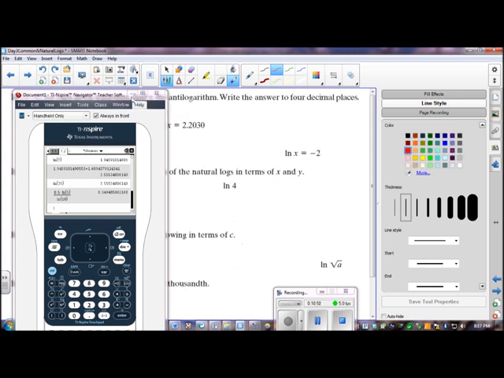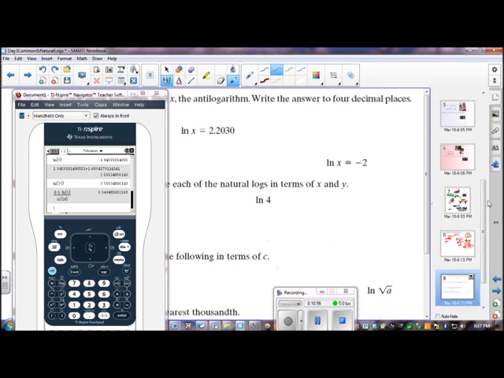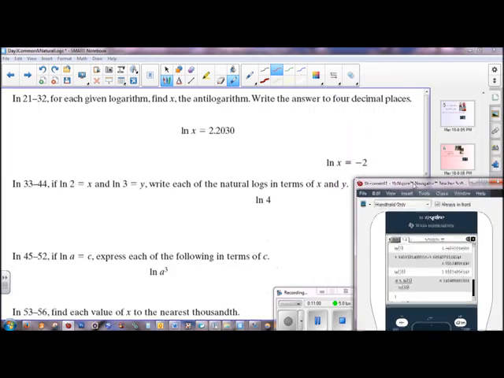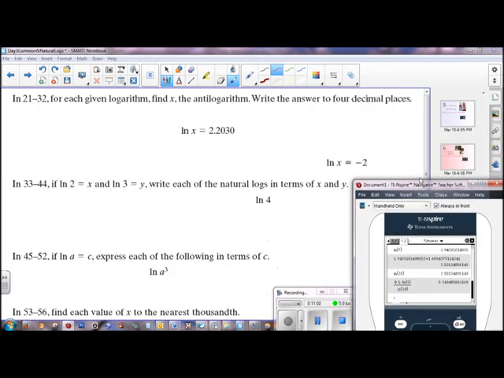On the last page, I believe this is the last page. Let me just check. Yes, it is, and then I've got homework answers coming up for you. Okay, on the last page here, for each given log, find the anti-log. Well, we're looking for the argument here. There's an x in that position, so it should be fairly obvious what you want to do.